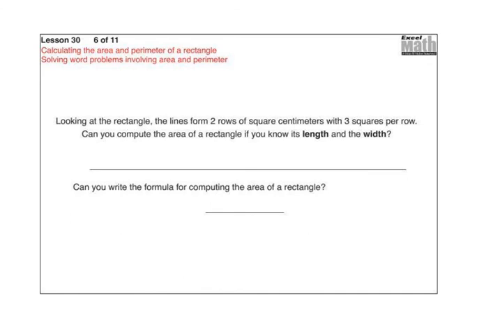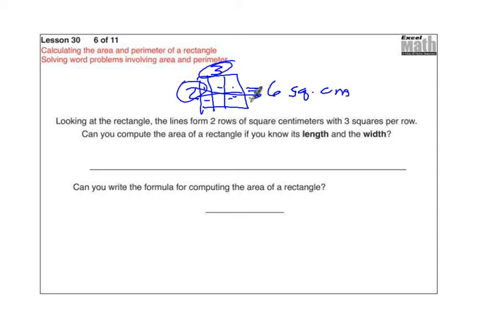Looking at the rectangle, the lines form 2 rows of square centimeters with 3 squares per row. The thing that we just drew adds up to 6. 3 in each row, 2 rows. Can you compute the area of a rectangle if you know its length and width? If you know that this side is 3 and this side is 2, and we found out that the area was 6 square centimeters, how can you use this number and this number to make that number?